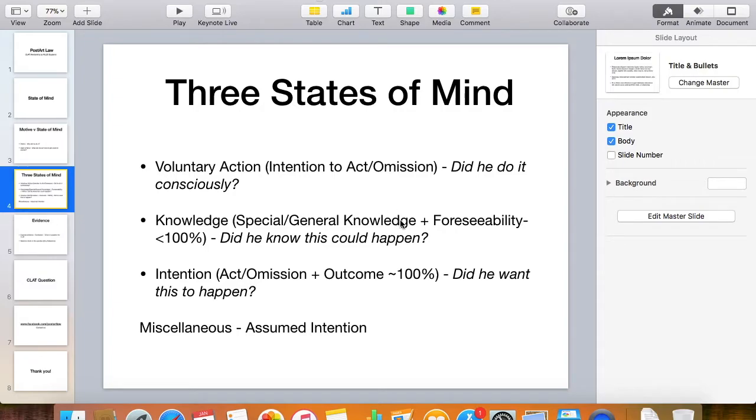Okay, general knowledge is objective and foreseeability is also objective, in the sense we apply a reasonable standard. But how would you know about special knowledge, right? How would you know about whether it was voluntary or it was intentional?